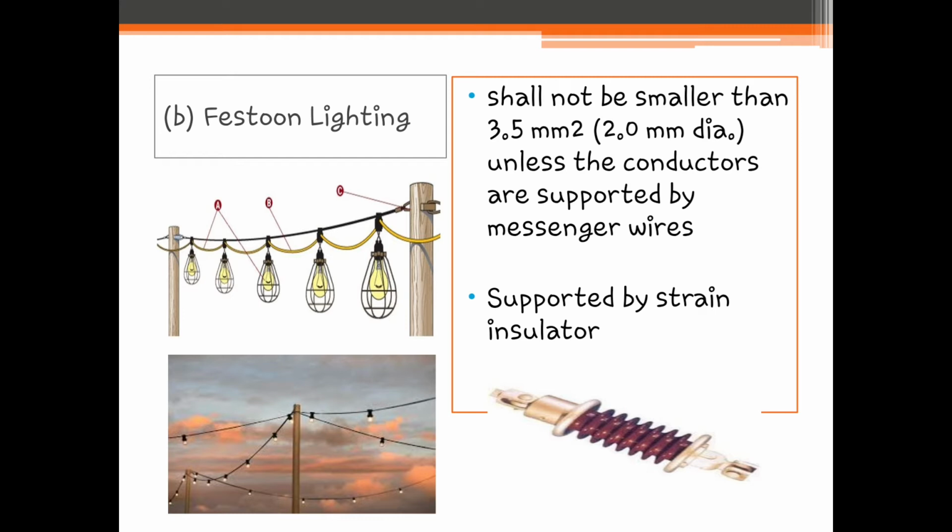So ang atong gamiton aning conductors, overhead conductors for festoon lighting, kay dapat dili siya smaller than 3.5 mm squared, and pag ang mga spans mag-exceed sa 12 meter, kinanglan nato gamitan siya og messenger wire to protect it, para makaiwas pod sa disgrasya. Then kanang mga messenger wire nato dapat naka-support na sila sa strain insulators. So kani ang strain insulators guys.